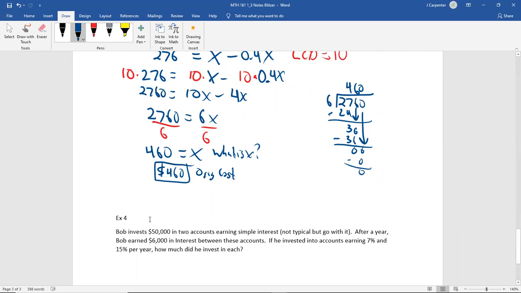After a year, Bob earns $6,000 in interest between these 2 accounts. I'm not saying he earned $6,000 in each, I'm saying $6,000 in total. Maybe it was $3,000 each, maybe it was $2,000 and $4,000, maybe it was $1,000 and $5,000, maybe it was $500 and $5,500. I don't know yet. If he invested into accounts earning 7% and 15% per year on simple interest, how much did he invest in each?